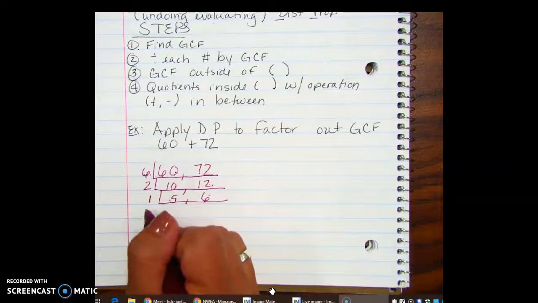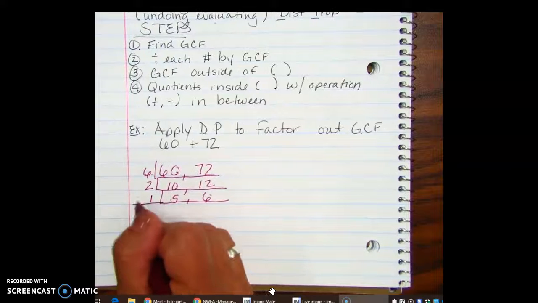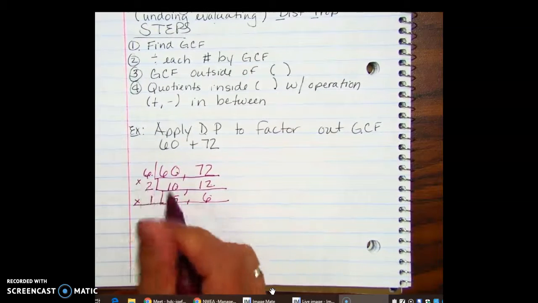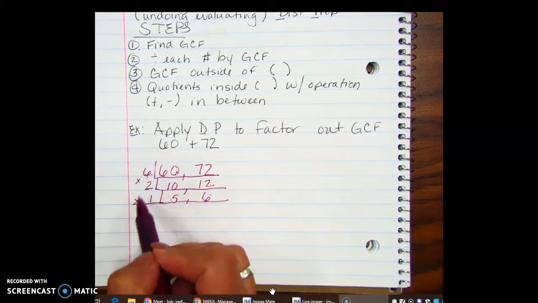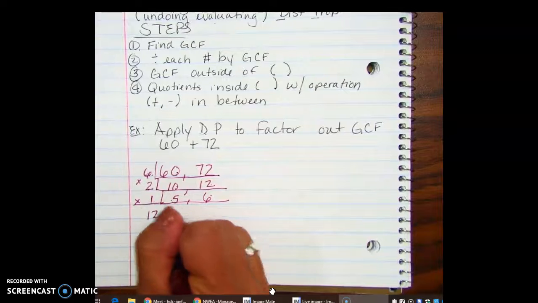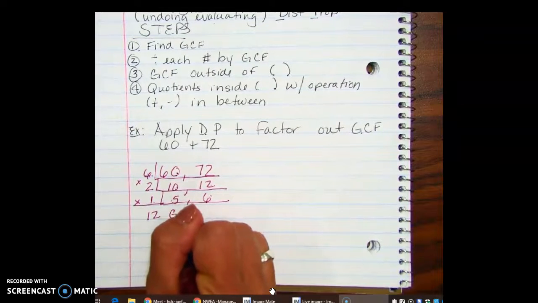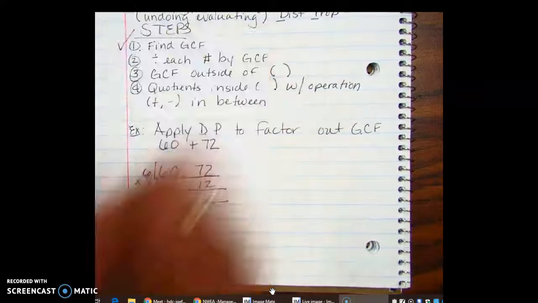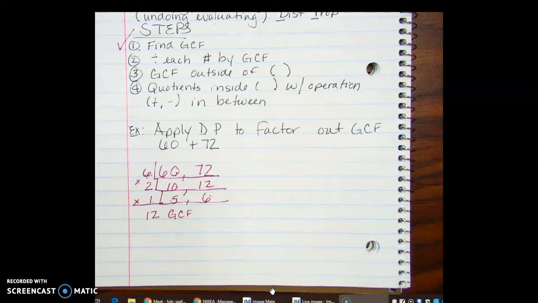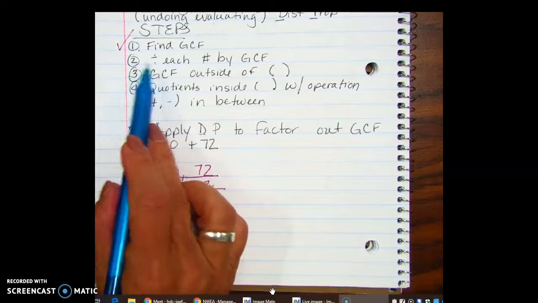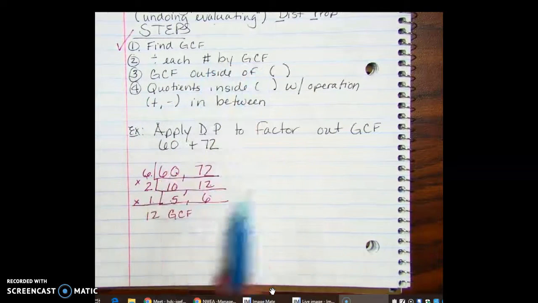Now I'm not finding the least common multiple, so this is where I stop. And I multiply 6 times 2 is 12 times 1 is 12. So that is my greatest common factor. Check. Next, it says step 2 is to divide each number by the greatest common factor.